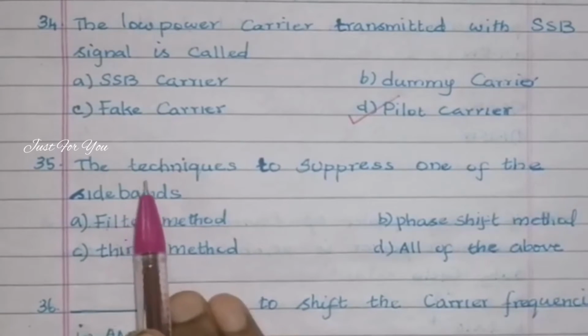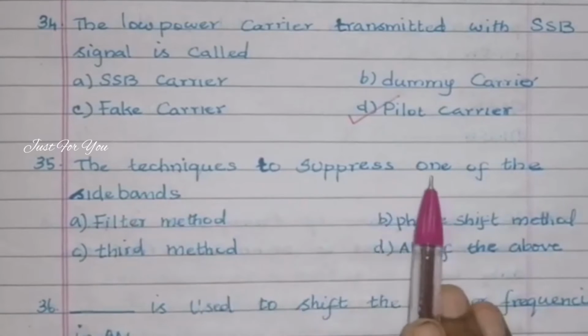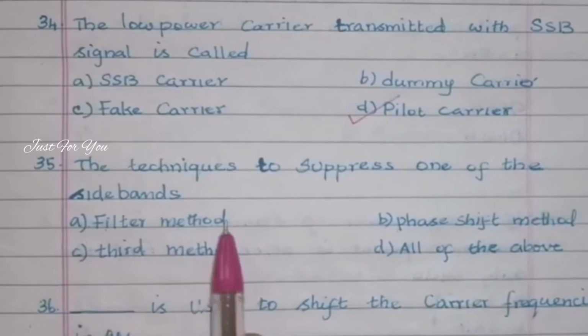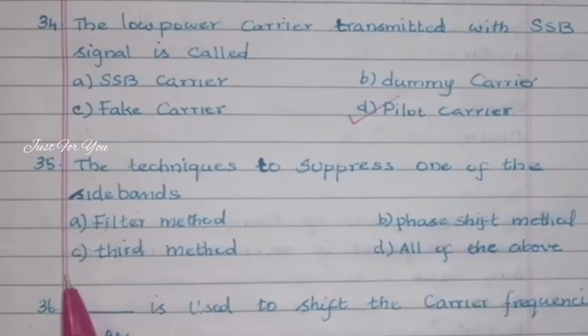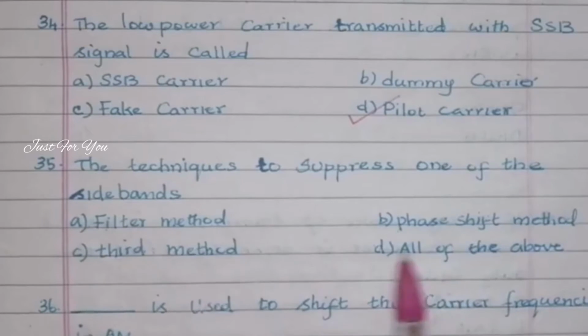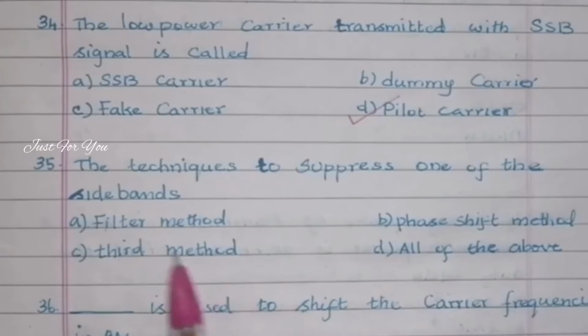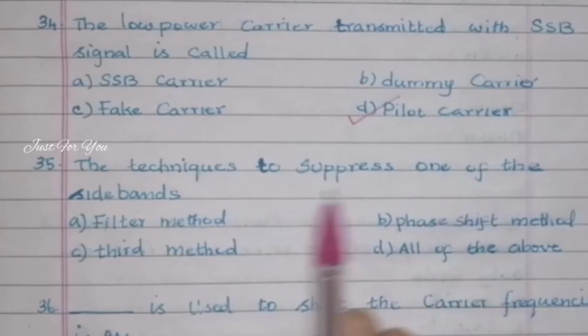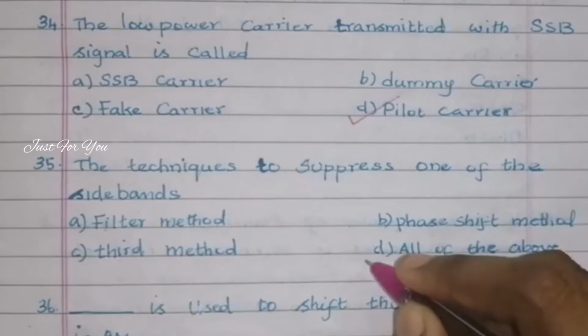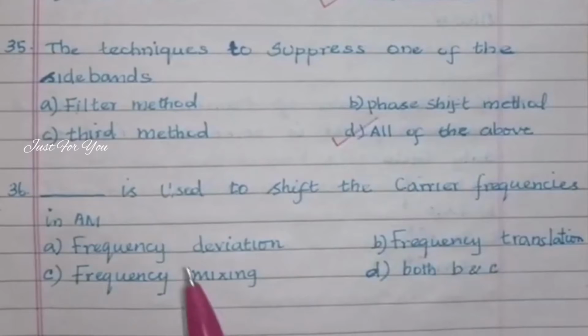Next question is, the techniques to suppress one of the sideband. Option A, filter method. Option B, phase shift method. Option C, third method, and option D, all of the above. All these three methods are used to suppress one of the sideband. So the correct answer is option D.